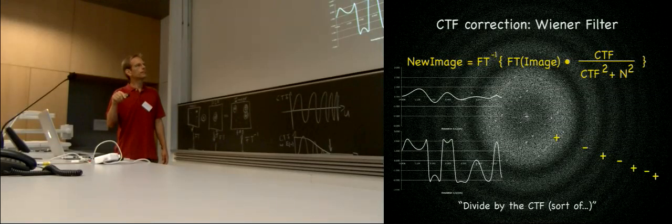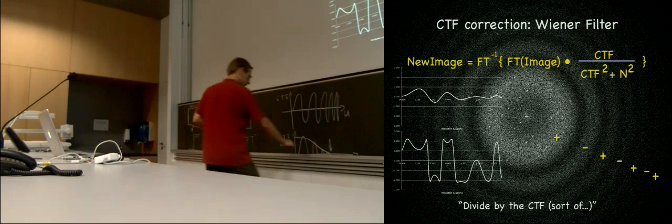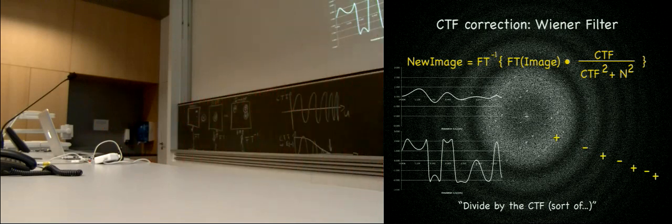So there's a problem. You can't just divide by the CTF because it goes through 0, and then you have a division by 0 error. The Wiener filter approach avoids that. We have our Fourier transformation of the image, and we want to divide it by the CTF, which means we multiply it with 1 over CTF, but we can't do this because we divide by 0. To avoid this, you put the CTF on top and also at the bottom. That's still the same thing. So you multiply with the CTF and you divide by CTF squared. It's still the same problem.